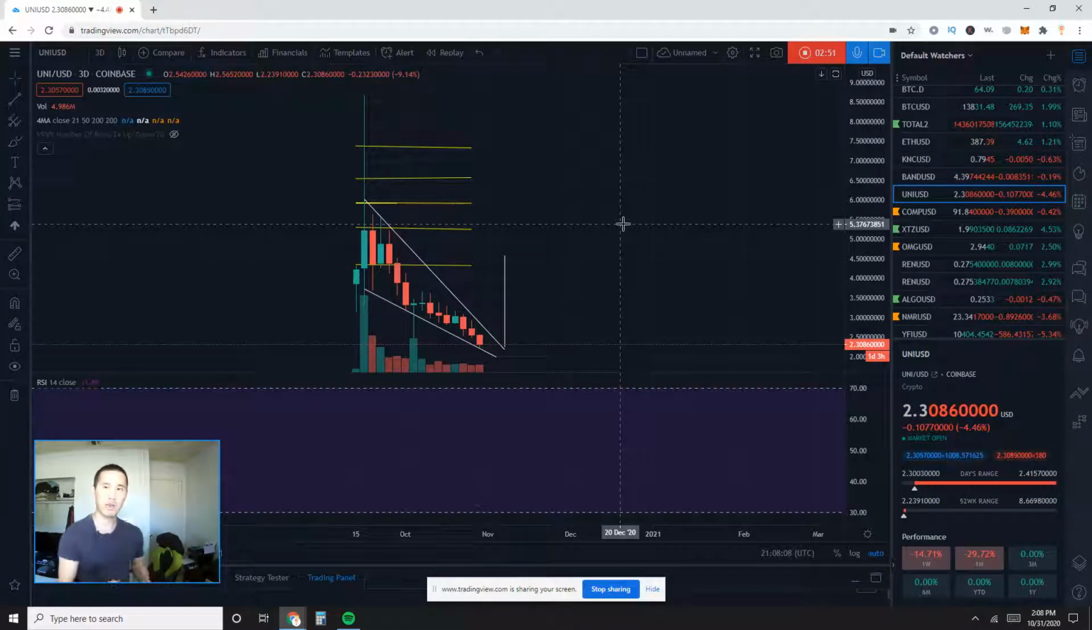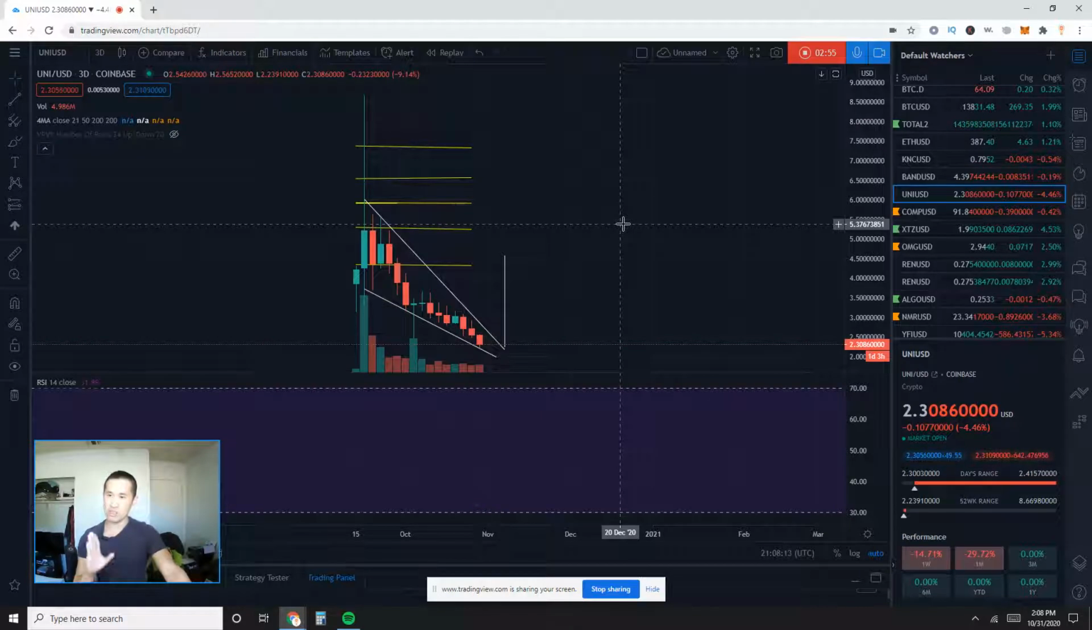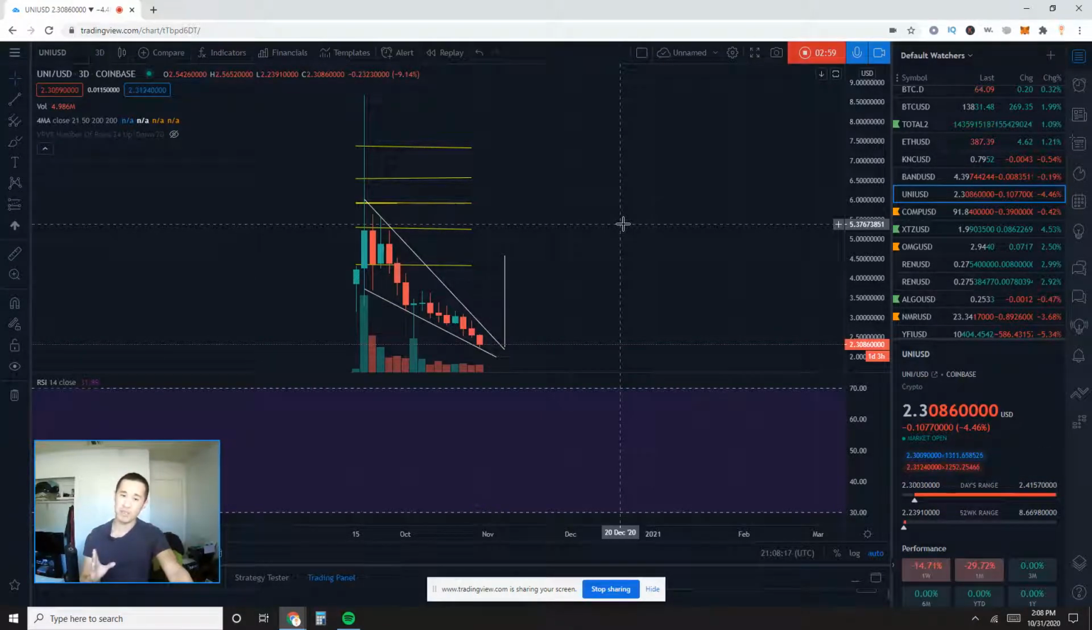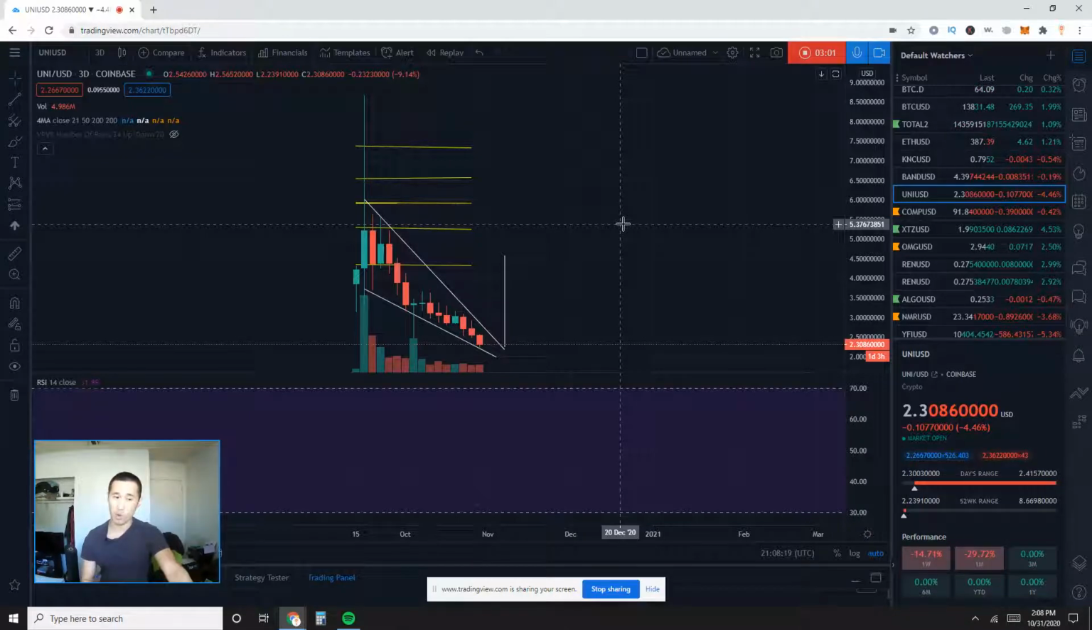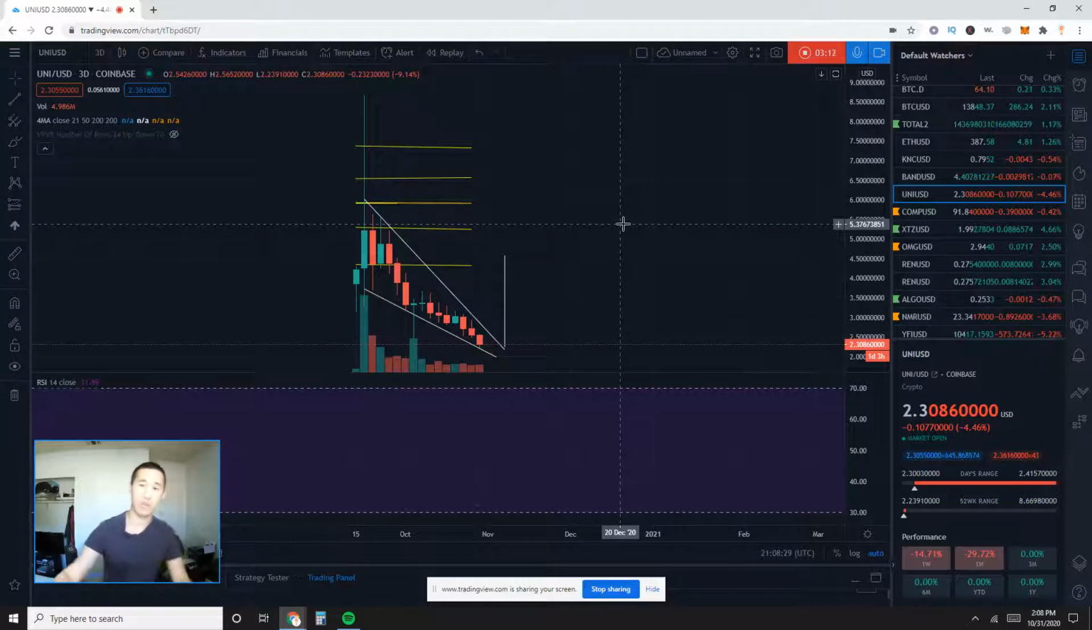But if that does not slow down, the best case scenario is I would expect total altcoins to be underperforming Bitcoin. So if Bitcoin is performing well, altcoins may be performing well, but just not as well. That would be the best case scenario, okay?